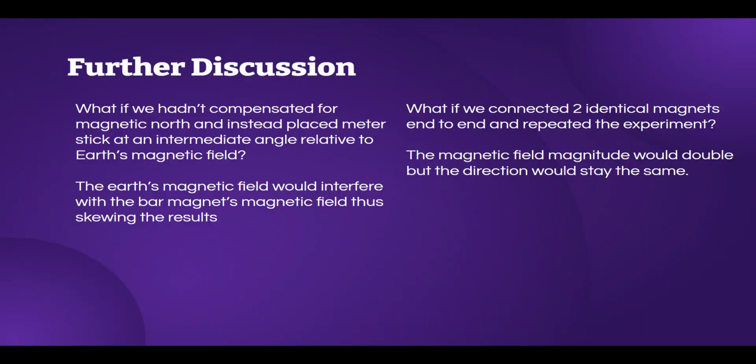For a deeper dive and discussion of the data, we have two what-if questions. First off, what if we hadn't compensated for magnetic north and instead placed our meter stick at an intermediate angle relative to Earth's magnetic field? Well, Earth's magnetic field would interfere with the bar magnet's magnetic field, and this would skew the results. Next up, what if we connected two identical magnets end to end and repeated all these experiments? Well, the magnetic field magnitude would roughly double, but the direction would stay the same.